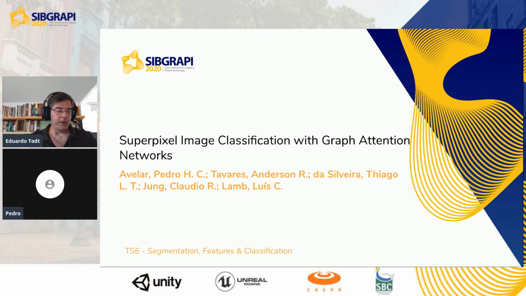Some years ago, I saw many papers about superpixels, and then I haven't seen many more publications using superpixels. I suppose that you rescued the concept of superpixel, and which advantages do you see using superpixels in the graph attention networks?